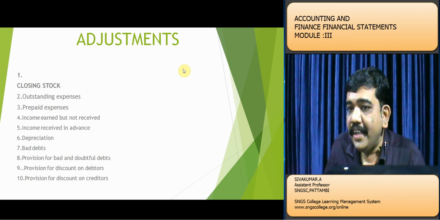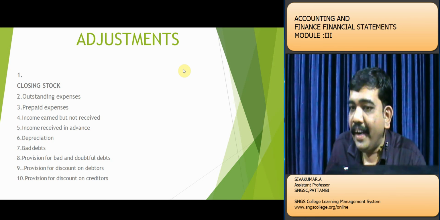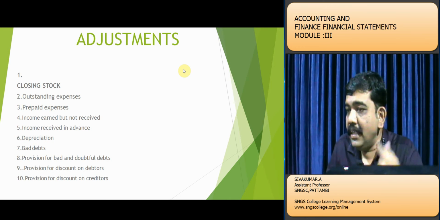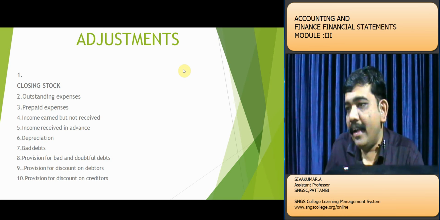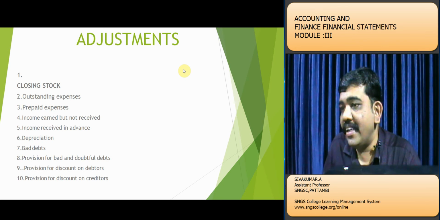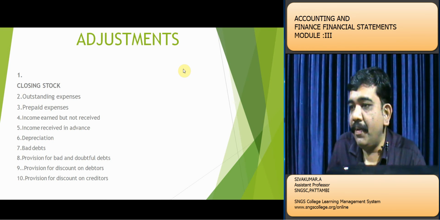And the fourth one is income earned but not received. You have to add income earned but not received with the income aspect in trade account or profit and loss account. Then another adjustment is you have to show income earned but not received as a current asset in your balance sheet. Then next one is income received in advance.